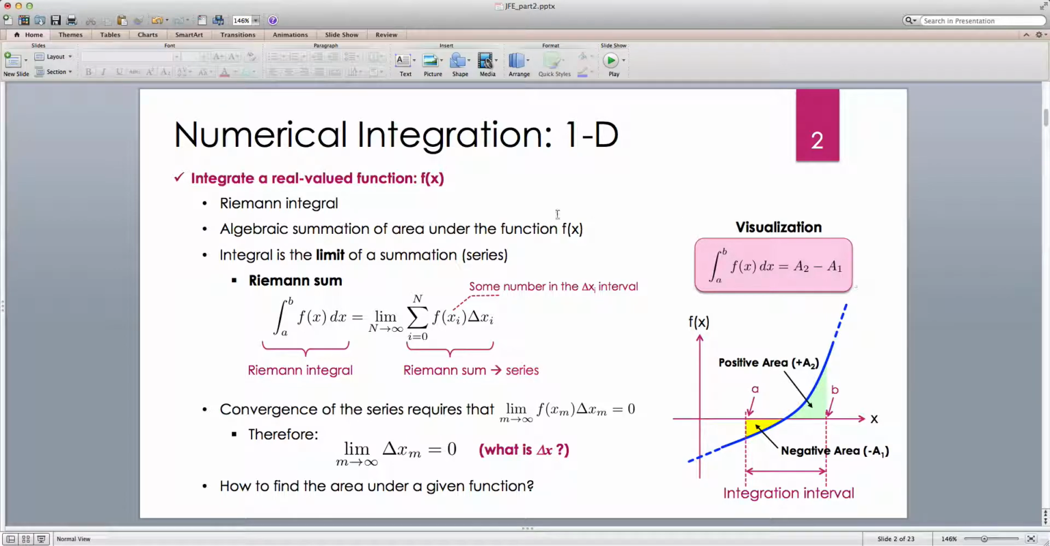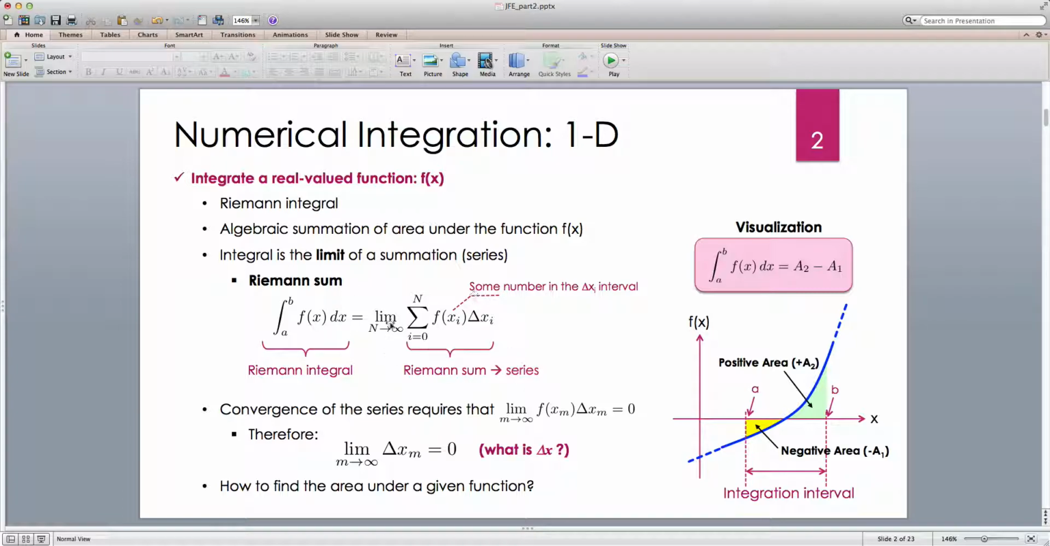All right, now the definition of the integral based on the Riemann sum is that if f of x is Riemann integrable, so if it has a Riemann summation, then the integral is defined as the limit as n goes to infinity of a summation of f of x, the function at some xi, some point in one small interval, times delta xi. This is the length of the interval i.